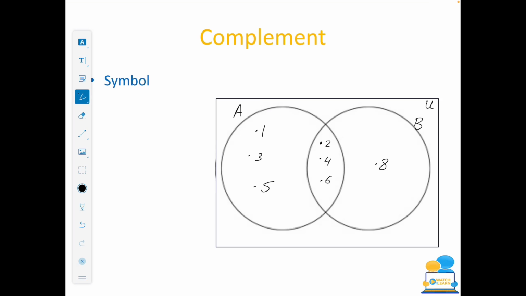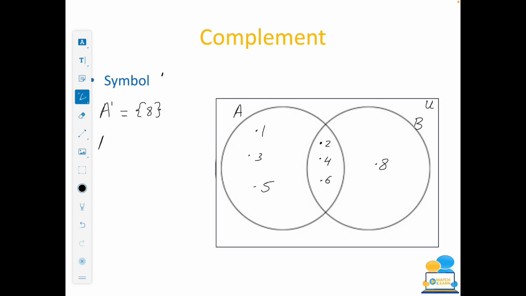The symbol for set complement is an apostrophe like this. So if we write A complement, that means everything that's not in A. When we look at our Venn diagram here, you can see these are in A. The only thing that's not in A is the number 8. So A complement, everything that's not in A, is just the number 8.